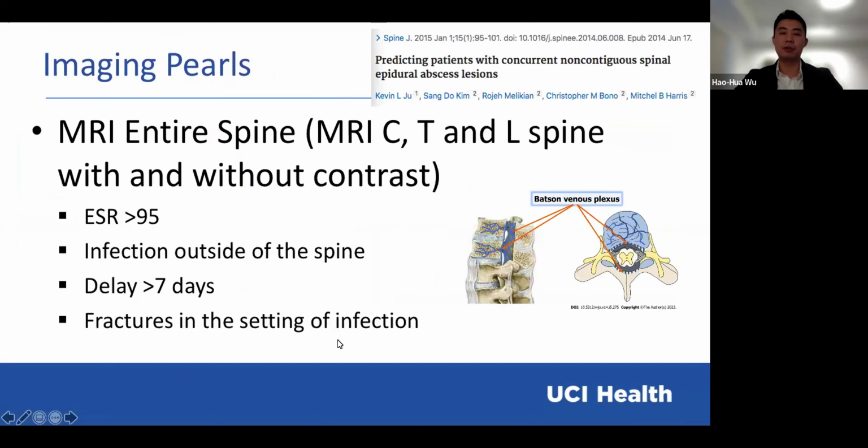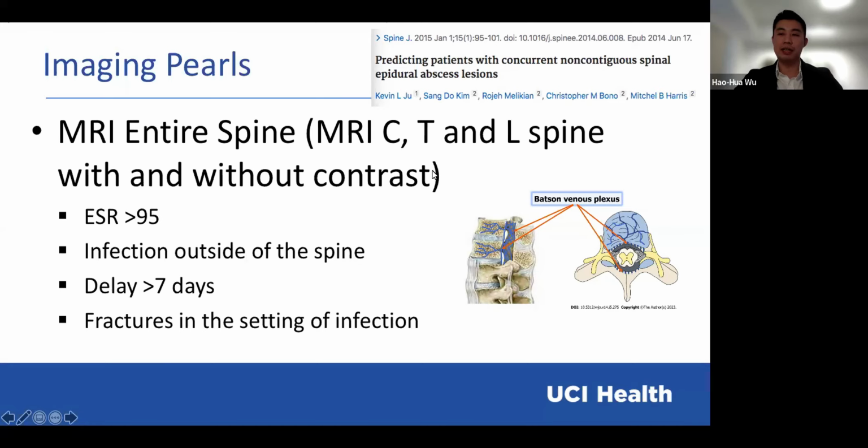Learning objective number two, there's a lot to think about with imaging, but if I could impart one take-home point for you all today is when is it appropriate to get an MRI? And more importantly, what kind of MRI do you get? So what I would actually advocate for and argue is that any patient that you're concerned about for a spinal epidural abscess, that you try to get an MRI of the entire spine. MRI of the C, T, and the L spine to make sure that there are no non-contiguous lesions.